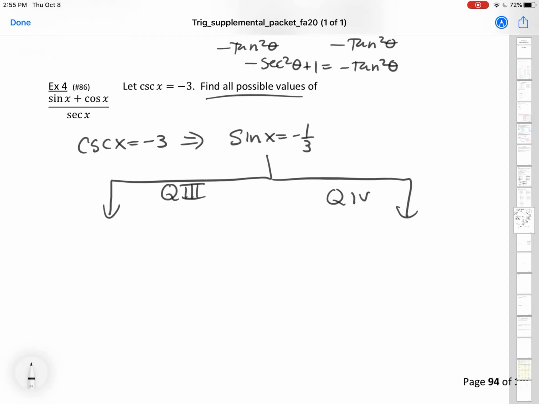If we're in quadrant 3, let's think about quadrant 3. All students take calculus. It means my cosine of x value is going to be negative.